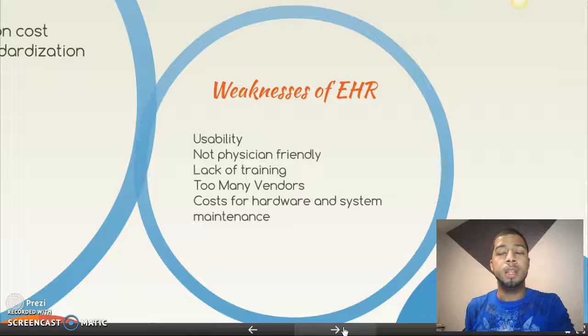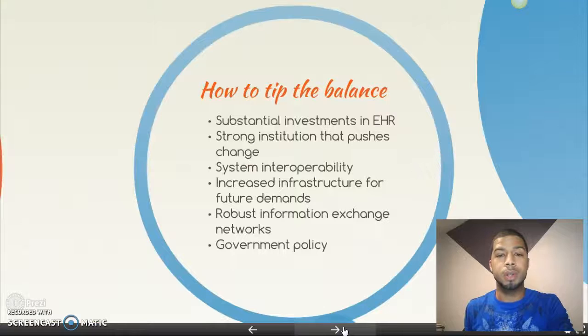And these weaknesses combined can really create an aversion, hesitance, or resistance to change across the entire office or facility, and that can still make the implementation of EHR rather unsuccessful. So, taking that into account, I wanted to move into how we can really tip the balance to be more favorable in the implementation, utilization, and success of having EHR.